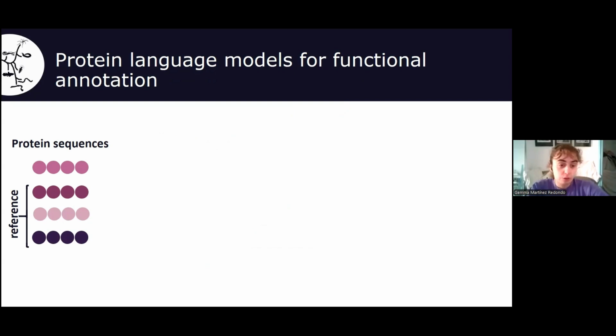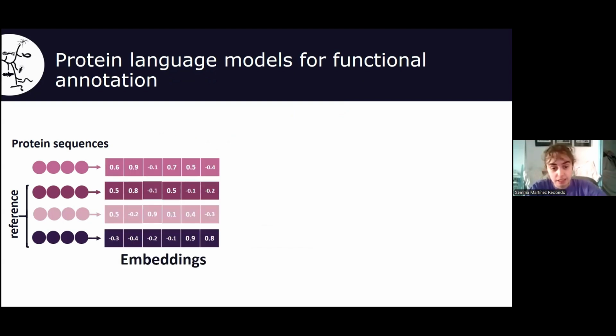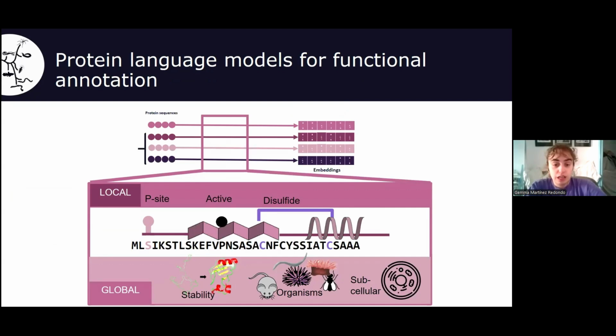So we would have our protein sequences, our protein of interest, and a reference, and we would use a model to convert them to embeddings. These protein language models would do the same as I mentioned before. Based on the sequence of the proteins, they will try to extract biological information from them, either more specific things like a binding site or a disulfide bond, or more global like thermostability, for example, or the cellular location.